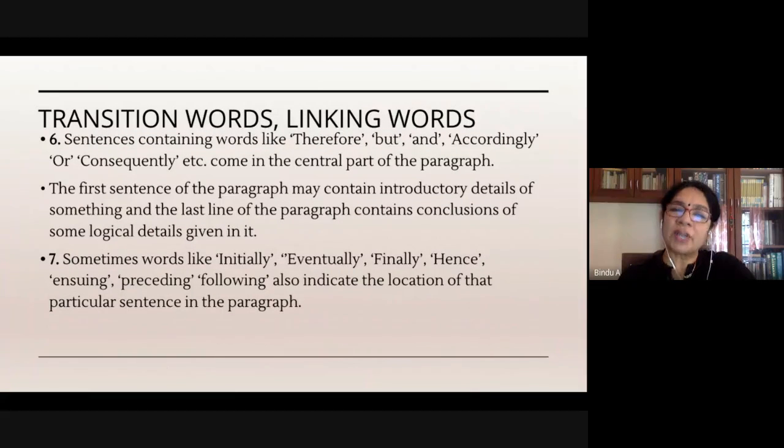Then look for transition or linking words. Very often you would have sentences that begin with in the first place, firstly, secondly, thirdly, and so on. Such a word will naturally help you to identify the place where that sentence should be placed. You could have originally, that could be a good linking word for an early sentence, whereas a sentence that begins with words like eventually, finally, hence, and so on would be at the end. That is a kind of conclusion, therefore, and so on.